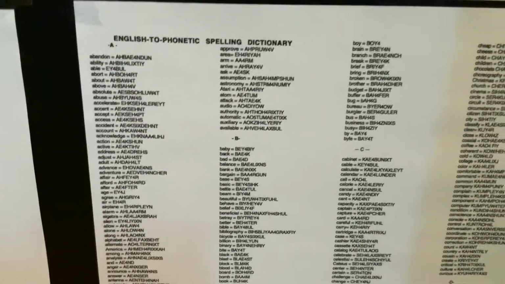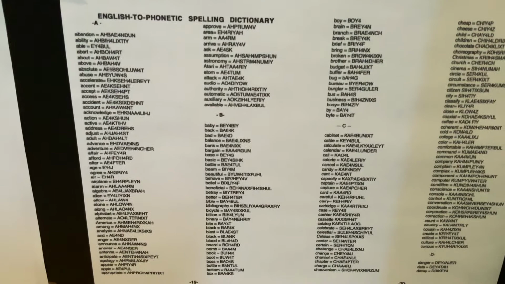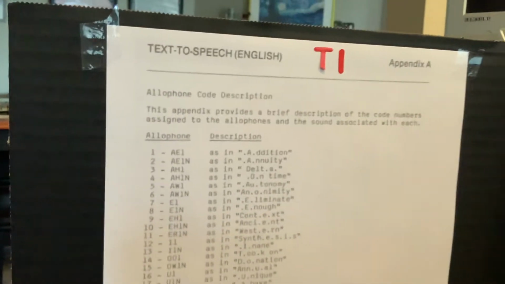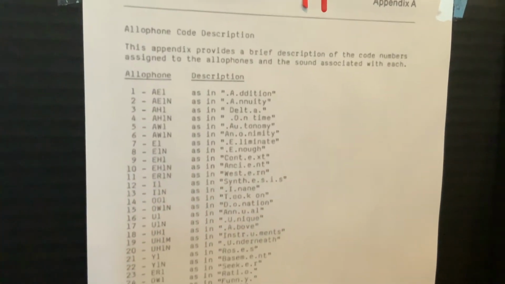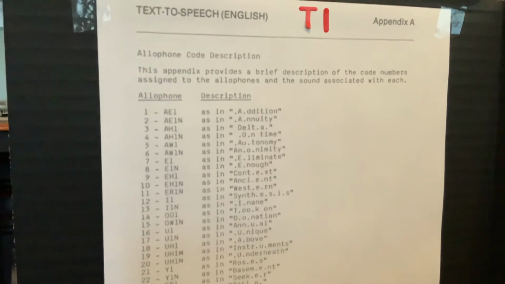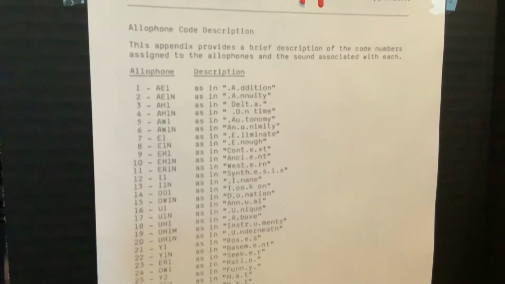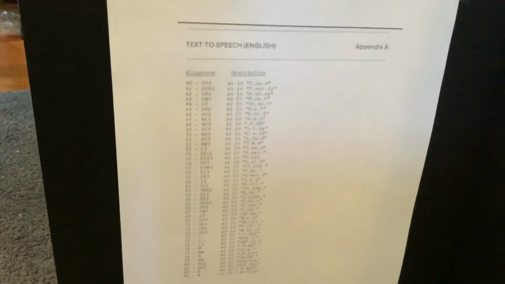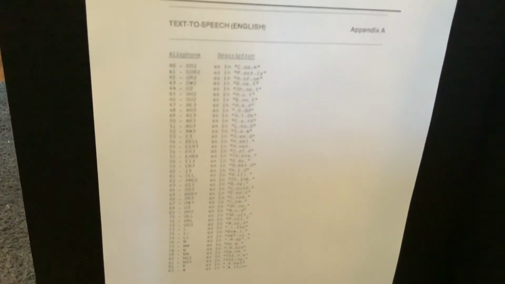And here's an English to phonetic spelling dictionary that was included in the manual for the Talking Text Writer. On the TI, they used allophones, which are similar to phonemes. And these are the descriptions of each allophone and their numeric equivalent. So basically, by sending these allophones to the speech card, it was able to pronounce these words.